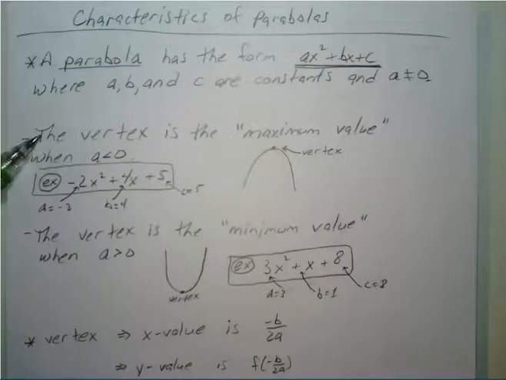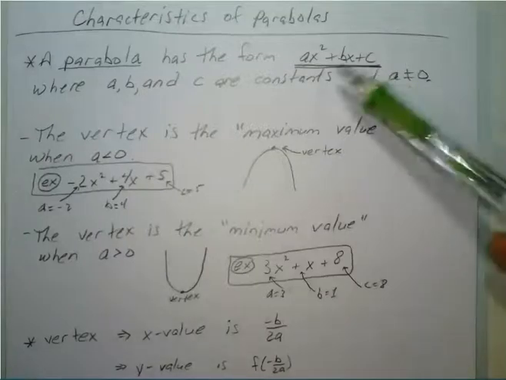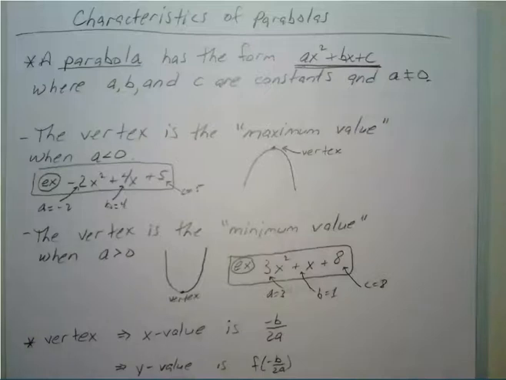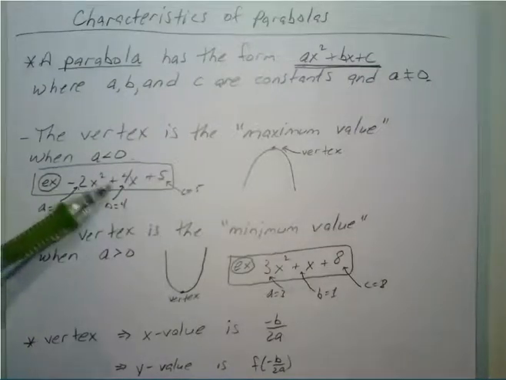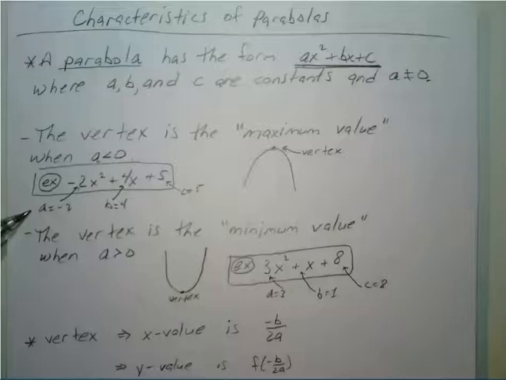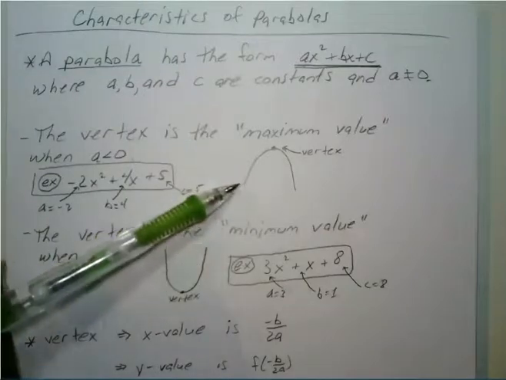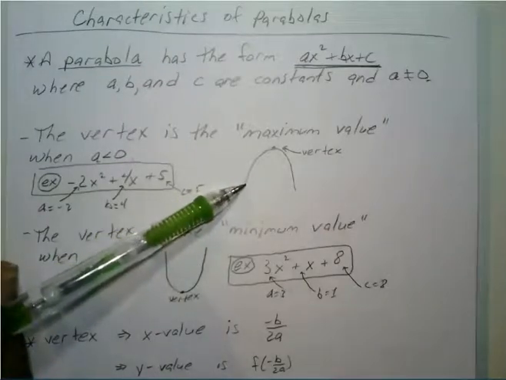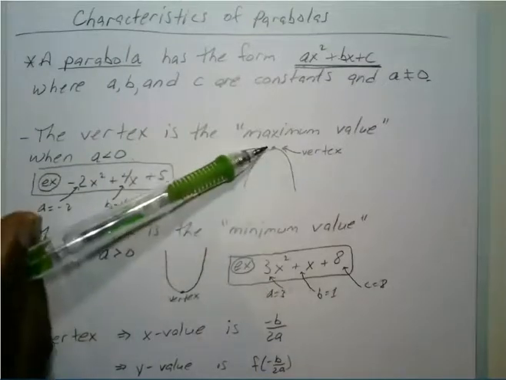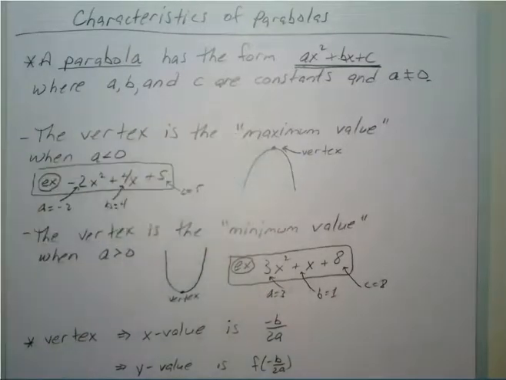Now the vertex is the maximum value whenever a is less than 0. For example, take negative 2x squared plus 4x plus 5. We can tell just by the fact that a is equal to negative 2 that this parabola is going to open downward, and the vertex is going to be the maximum value.